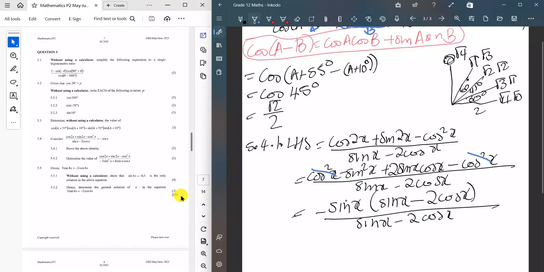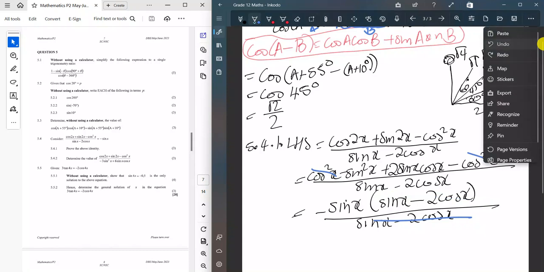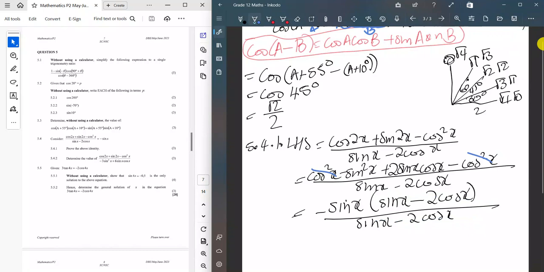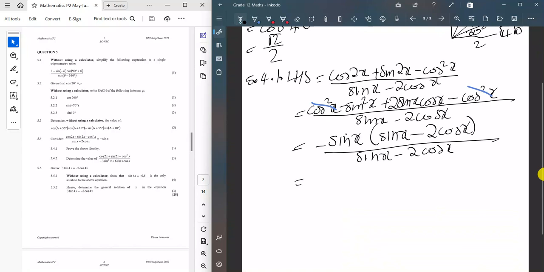As you can see now, this guy is cancelling with this guy, isn't it? However, there's no need for that. So we are good. These things of cancellation, guys, are not necessary. You don't have to really be doing this, okay? Now, this tells us we can therefore say we have negative sine x. And what is this? It is indeed equal to the right-hand side. We were able to prove this, okay?